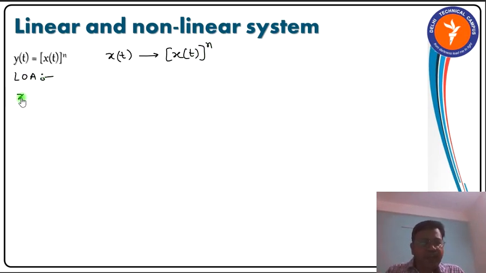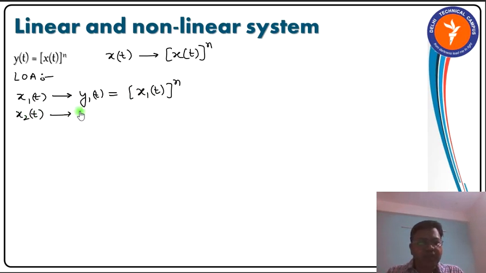So if I excite the system with x1(t), let me say the output is y1(t), and this will be equal to x1(t) raised to the power n. Same with x2(t): if it is the signal, then in the output I will get y2(t), and this will be equal to x2(t) raised to the power n.